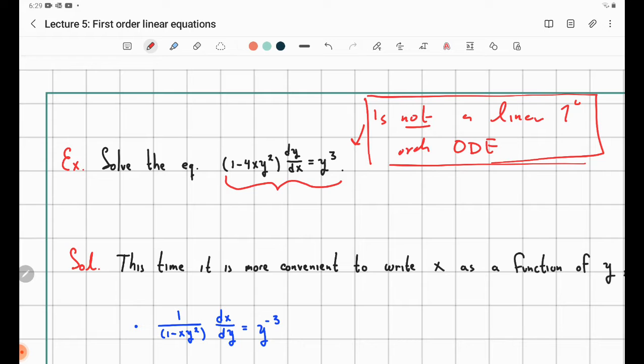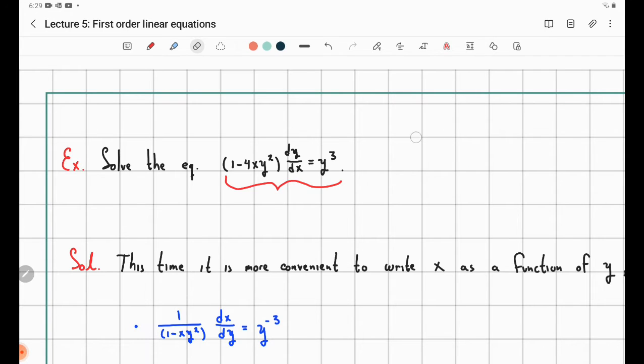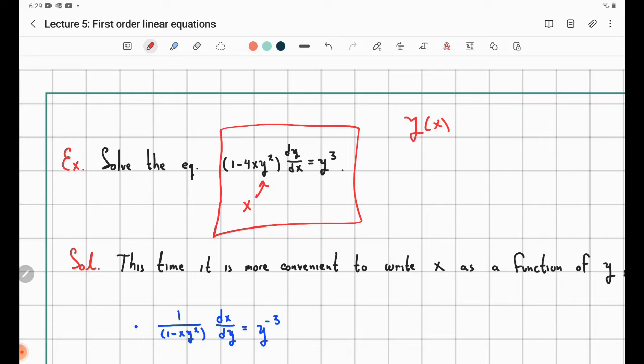So how can we solve this issue? This is not a linear equation, but this only happens if you think of this function y as a function of the variable x. So if you think of y as a function of x, then in fact this is not a linear equation. Nevertheless, if we interchange the roles of x and y, then this equation becomes a linear equation.